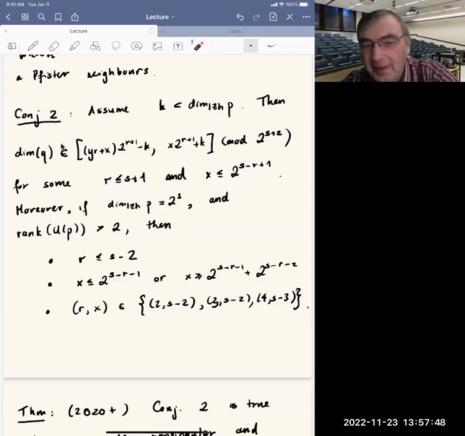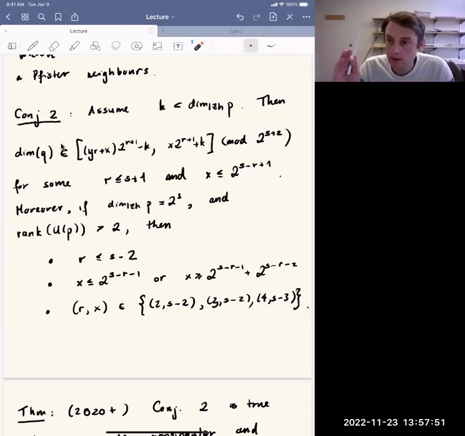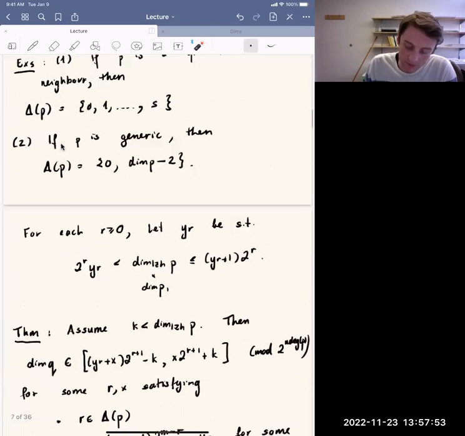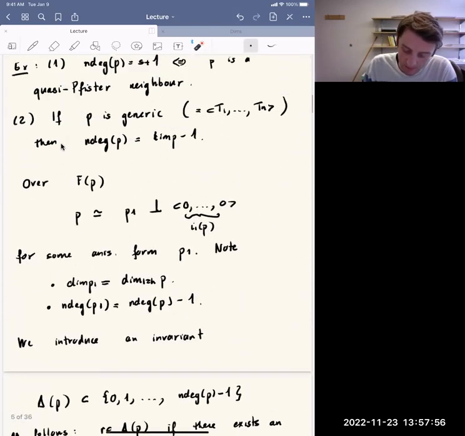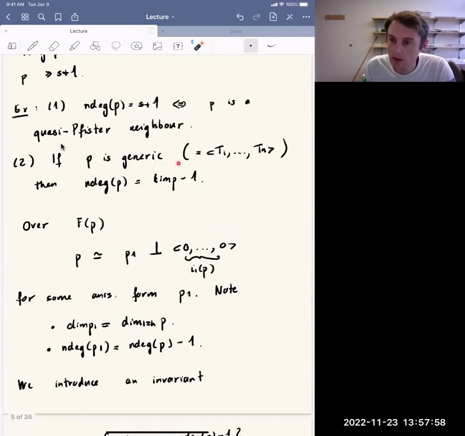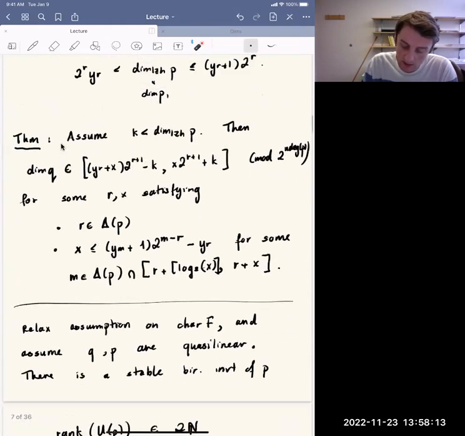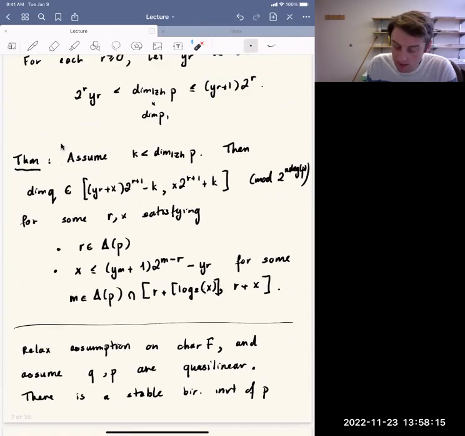No, that's an interesting point, because if you go back to the quasi-linear case, if you look at these generic forms in the quasi-linear case, as I said, this invariant delta p will be sort of trivial. The only element in this delta p will be a very large number, the dimension of p minus 2. And when you look at what the theorem says in this case, it'll just say that the dimension of q is between minus k and plus k modulo this extremely large power of 2.